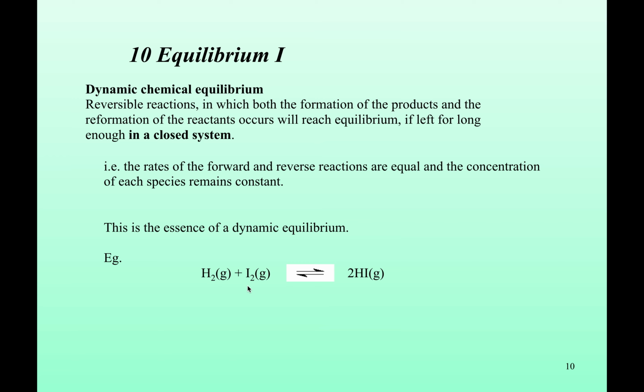So if we started with just these two things, then initially they would start to make this hydrogen iodide. However, as the concentration of hydrogen iodide increases, then the reverse reaction's rate would increase. So this is where rates and equilibrium overlap. There's an area of overlap between the two topics.